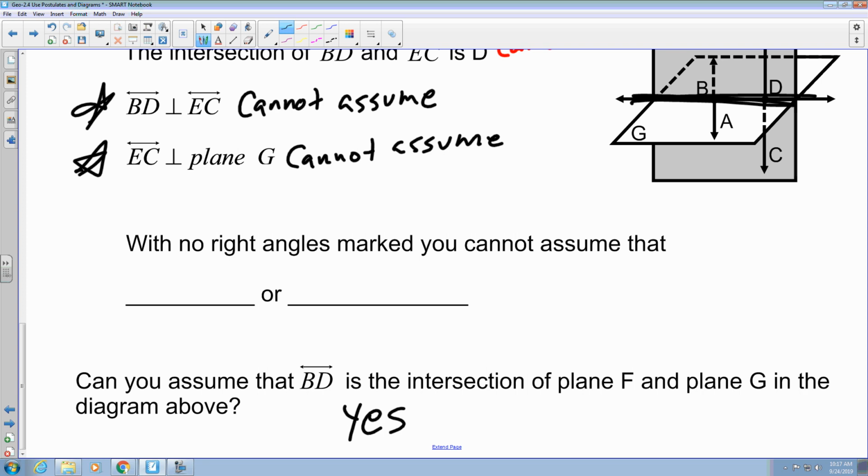And that is being able to use postulates and diagrams. Hope this helps.